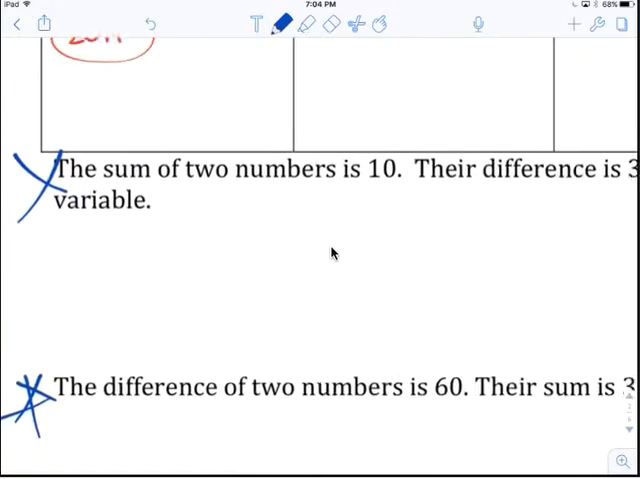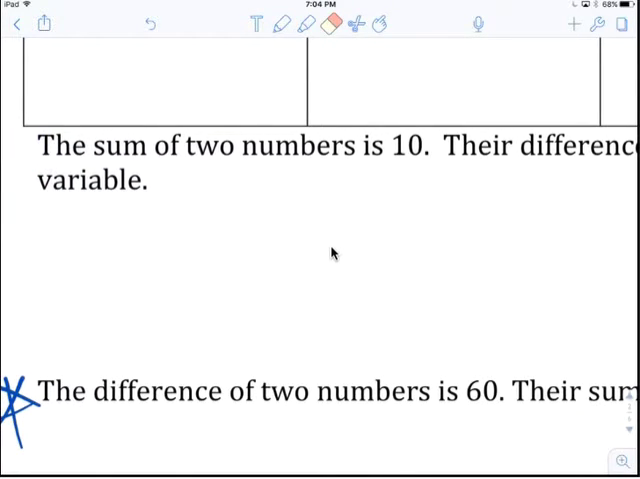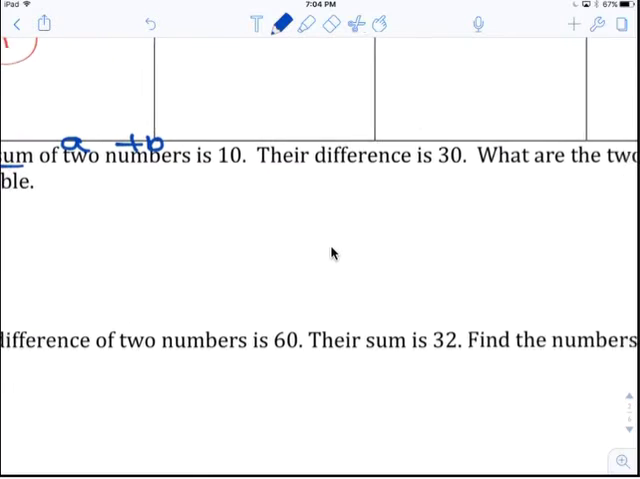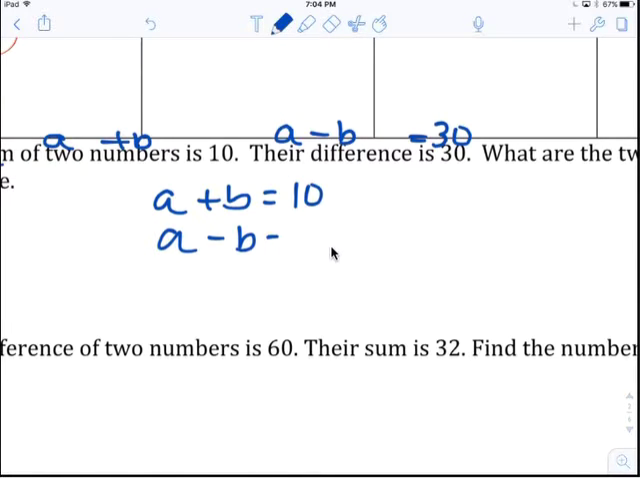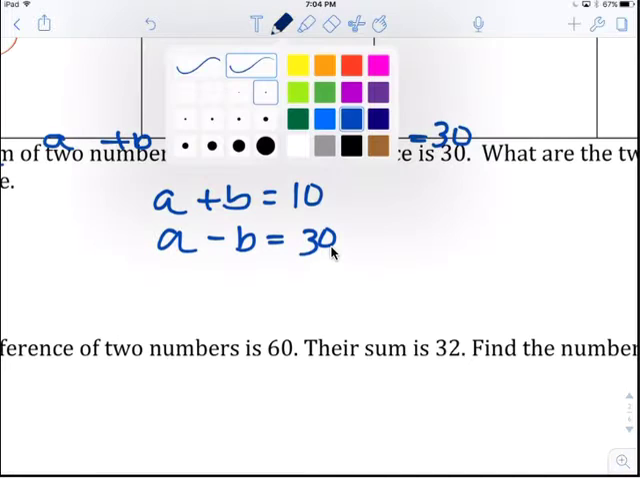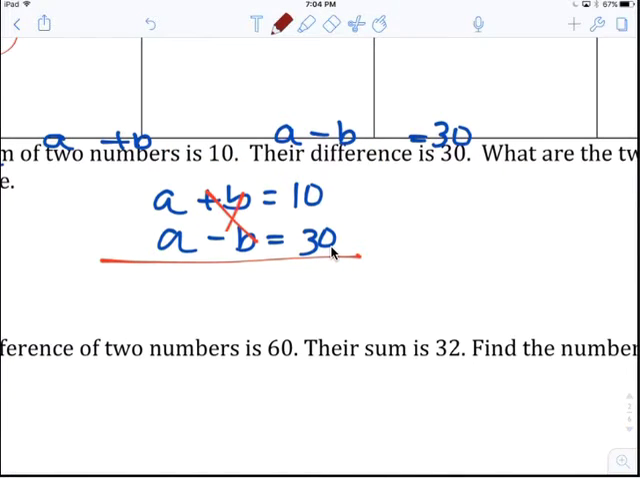Okay, here's where you guys are having a hard time. The sum of two numbers is 10, so sum means add two numbers, a and b. Their difference is 30, so the difference, a minus b, is 30. What are the two numbers? It's a plus b equals 10, a minus b equals 30. Use elimination. They're both in standard form. Eliminate that. You got 2a equals 40. Divide by 2. A is 20.